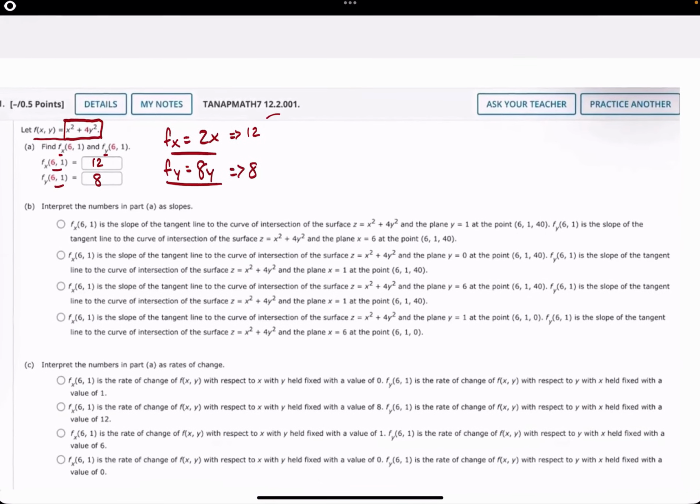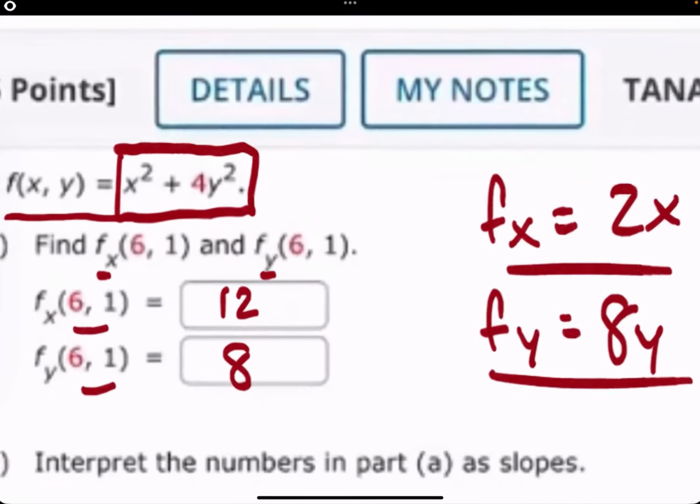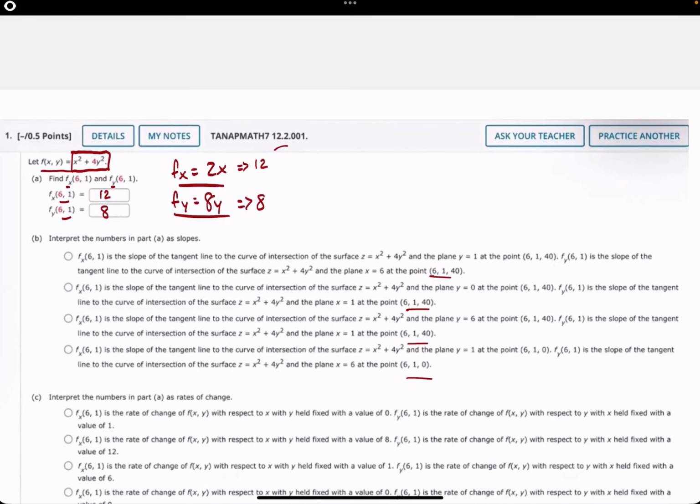I believe for this part B, you want to look for 3 things. You want to look for the correct point, or ordered triplet. So when you plug in 6, 1 to the original function, what do you get? You get 36 plus 4, which is 40, so you don't want 0.